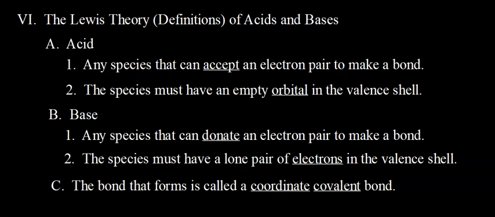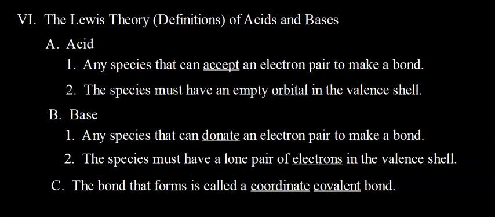As I mentioned in previous lessons, there are three definitions of acids and bases. We have the Arrhenius, Bronsted-Lowry, and now the Lewis definition. So a little bit different. Be careful with these definitions here. I'll start off with an acid. A Lewis acid is any species that can accept an electron pair to make a bond. So it's an electron pair acceptor.